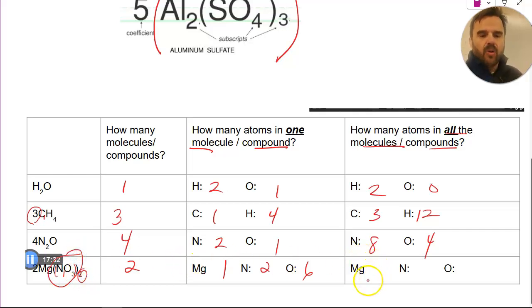okay? But now we've got 2 of this overall compound, 2 of that whole compound. And so therefore, in this answer, we're going to have 2 here. Instead of just 2 nitrogens, now we've got 4 because we've got 2 of those compounds overall. And instead of 6 oxygens, now we have 12.